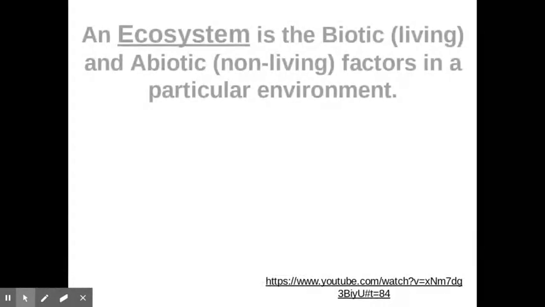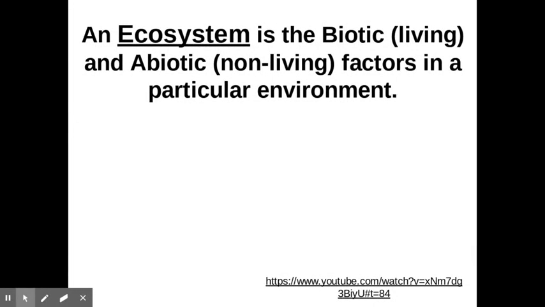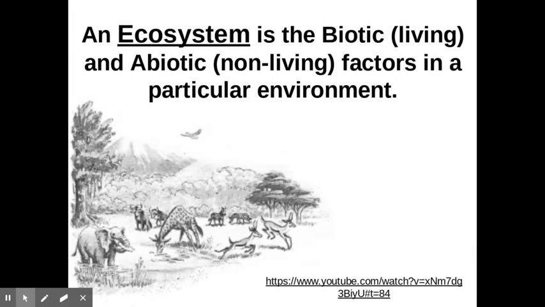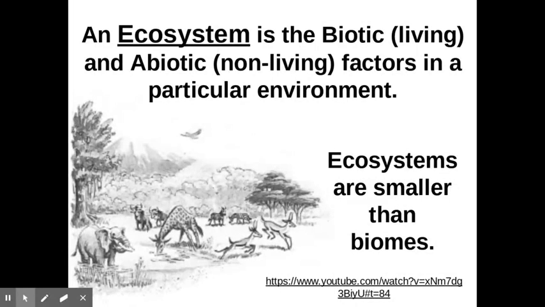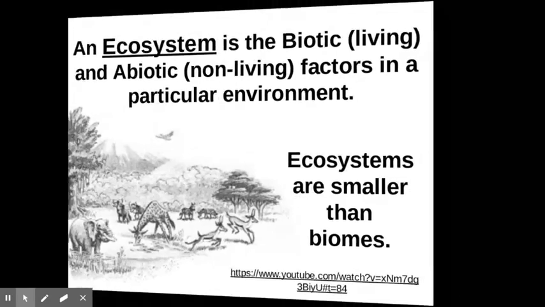Okay, next we have an ecosystem. An ecosystem is the biotic and abiotic factors in a particular environment. Ecosystems are smaller than biomes. Okay, that's a big key there. Make sure you know that. Okay, we've talked about biotic and abiotic before. Okay, so biotic things are living and or once living, and abiotic are non-living things.